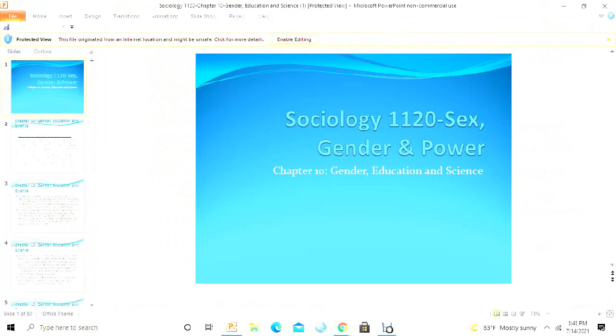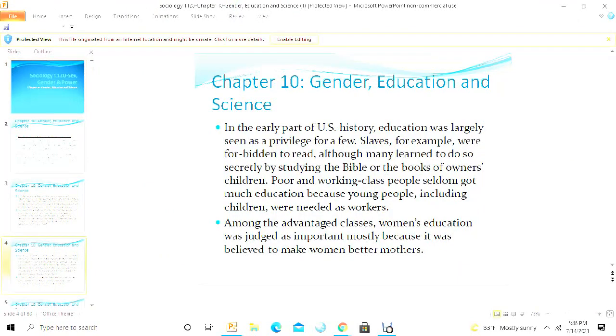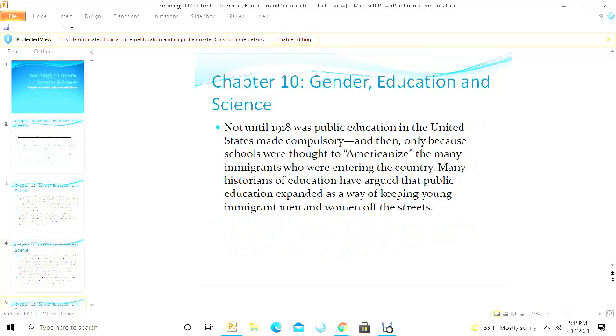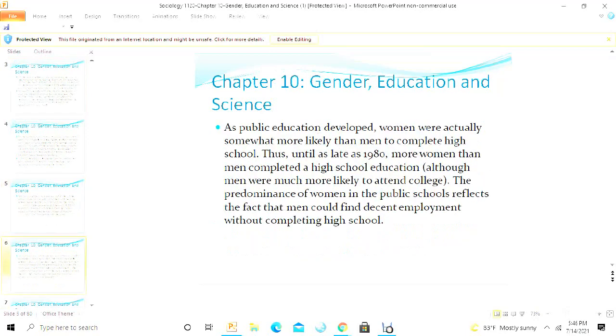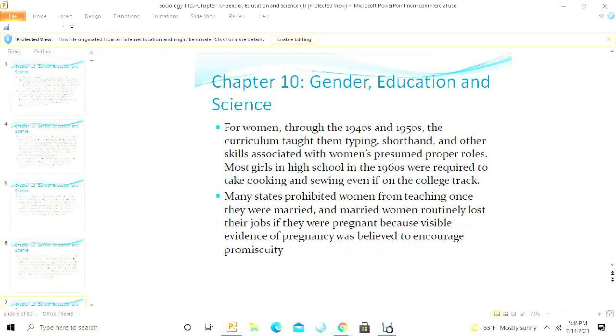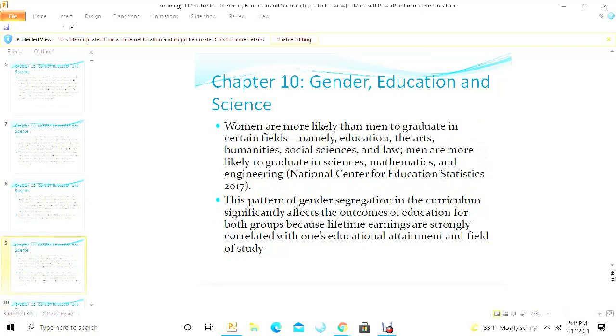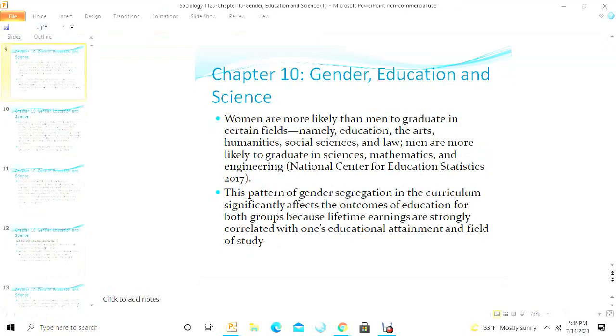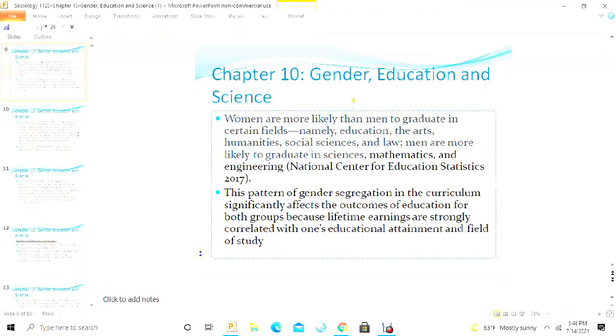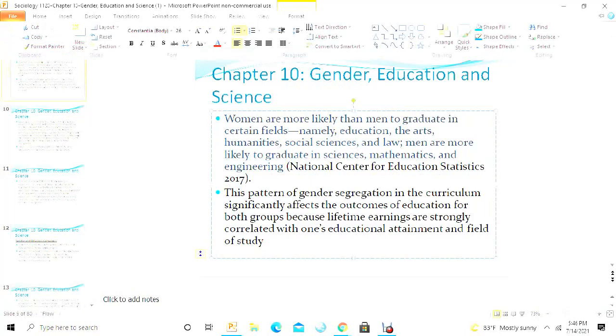Gender, education, and science. When they start talking about education, you're like, man, that's 80 slides. But some of these slides have key points. So what I recommend to students as you go through this is to put a system in place, highlighting certain things. You say, some of this stuff is kind of important, so let me just highlight it in some type of way.